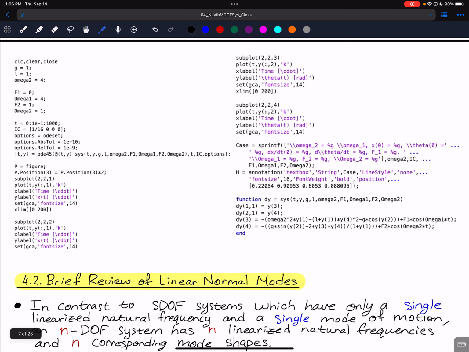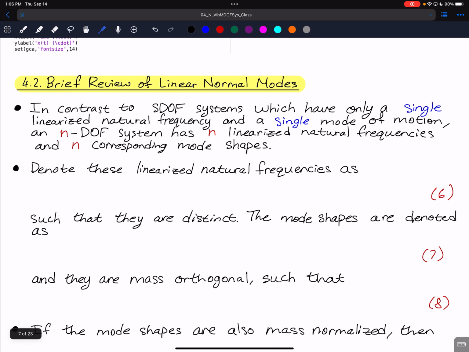Okay, any other questions before we move on? Okay. All right, we're going to do a very brief review of linear normal modes. We're not going to go through the full theory of how you derive linear normal modes. If you want to see something like that, I have videos I can share.